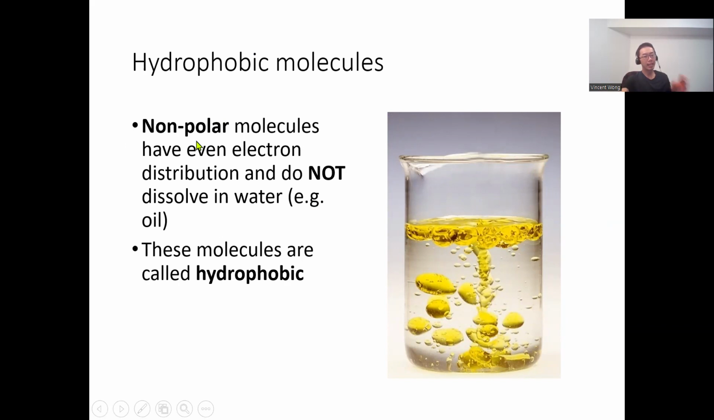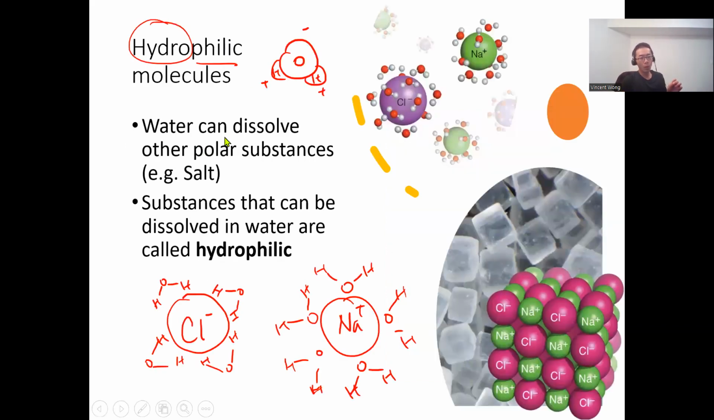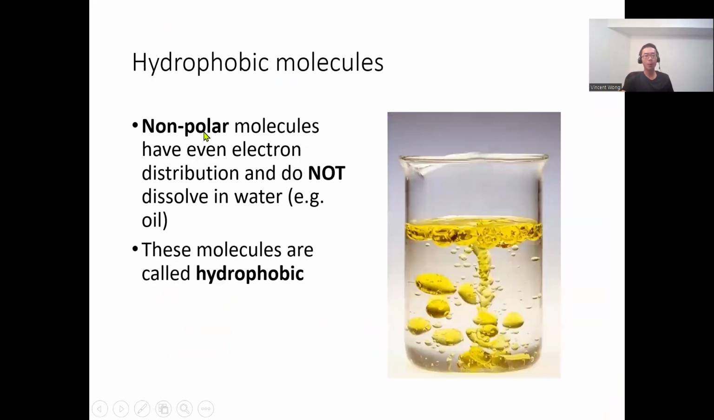Now, in case you forgot, polar means overall it's neutral, but one part is slightly negative and one part is slightly positive. That's because the electrons are not being shared evenly. In a non-polar molecule, there is no slightly positive or negative part. It's neutral, and there's no uneven electron distribution. These things tend to not dissolve in water. So oil is an excellent example.